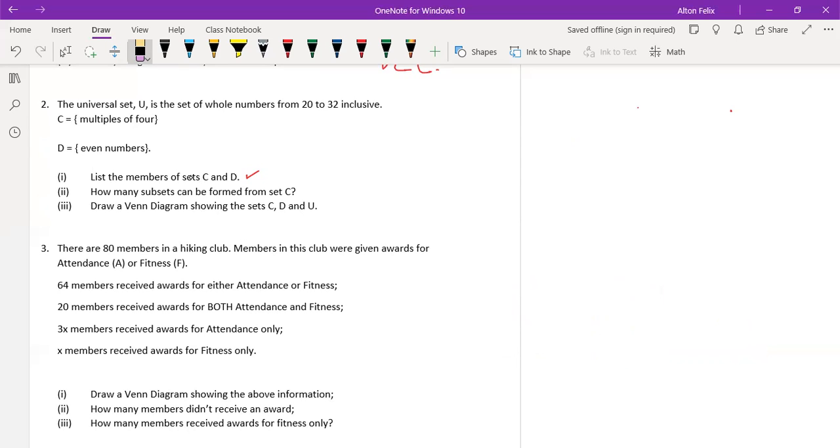Right, so question number 3 tells us there are 80 members in a hiking club. Members in this club were given awards for attendance and fitness. 64 members receive awards for attendance or fitness. 20 members receive award for both attendance and fitness. 3x members receive award for attendance only. X members receive awards for fitness only. Right, so let's get again a Venn diagram for this question.